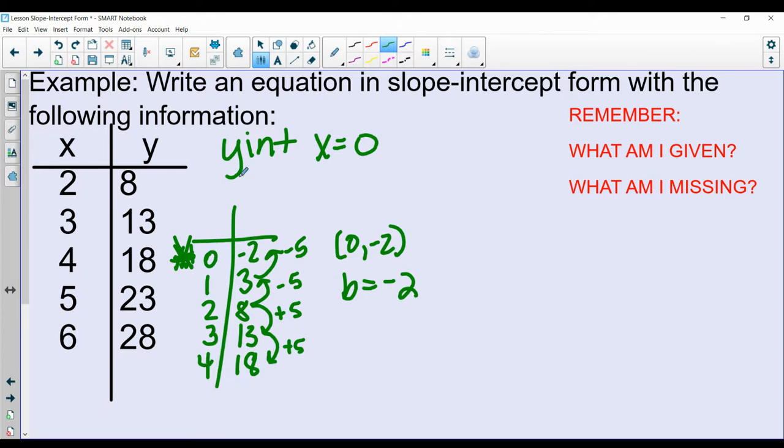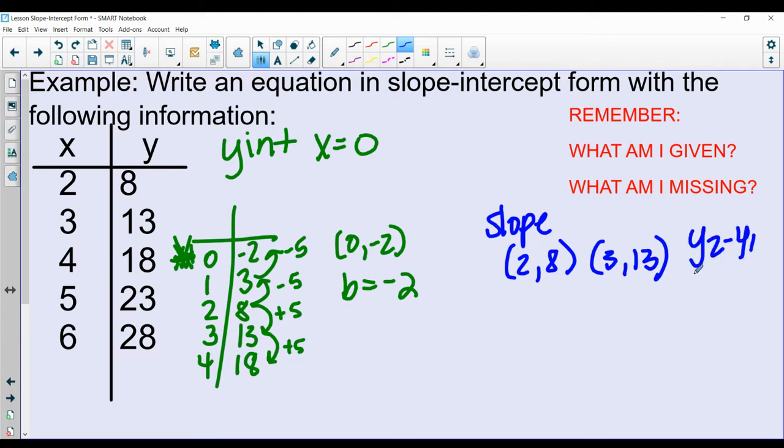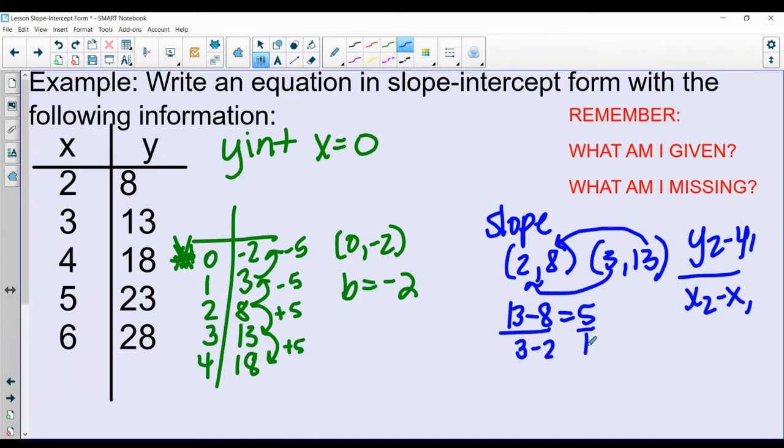Okay, well, we still need the slope, so I can pick any 2 points. It doesn't matter which points you pick. I'm just going to use the first 2. They're good, they're positive, so that makes it nice and easy. Okay, slope formula again is you subtract the y's on top, you subtract the x's on bottom. So on top, the y is 13 minus 8. On the bottom, 3 minus 2. Okay, so that simplifies to 5. And now we can finish the problem. This was m. We know the m is 5, so 5 goes in front of x, and b goes at the end.